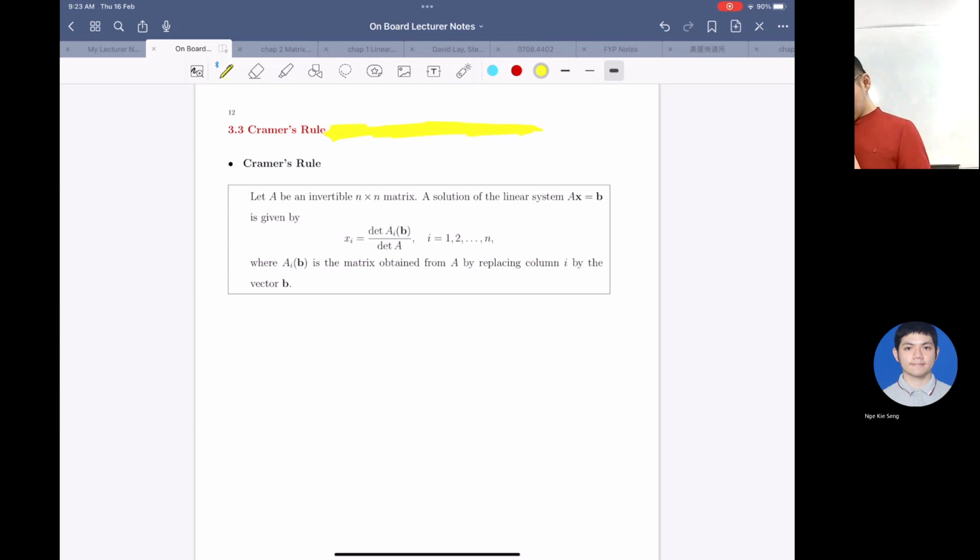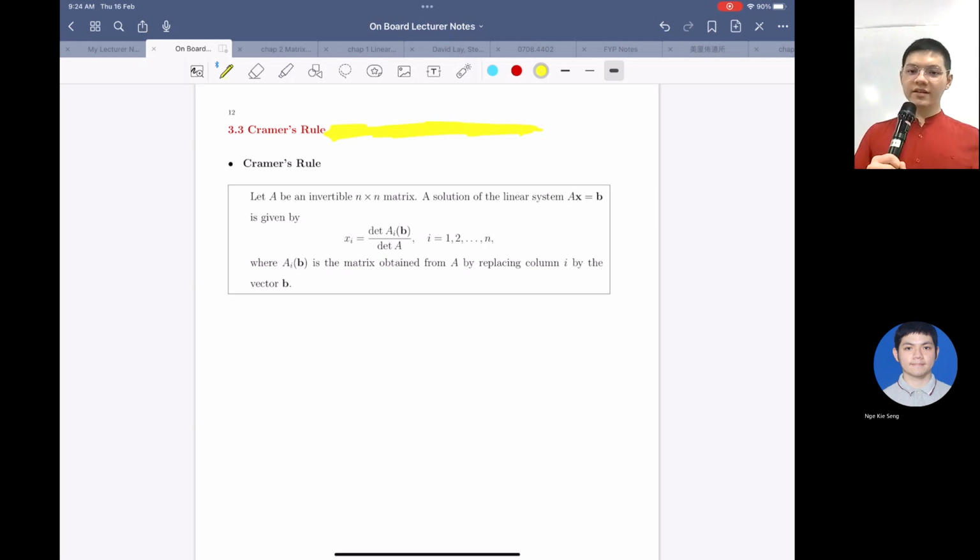Cramer's rule states like this. If you start with an invertible n by n matrix, a square matrix, only square matrices are invertible by the way, a solution of the linear system Ax equal to b is given by xi equal to determinant of Ai(b) over determinant of A, where Ai(b) is the matrix obtained from A by replacing the i-th column with the vector b.